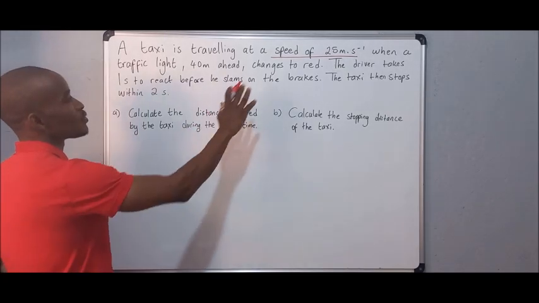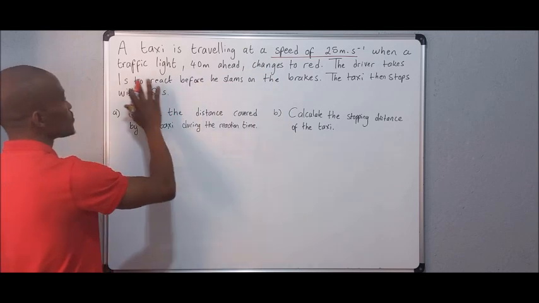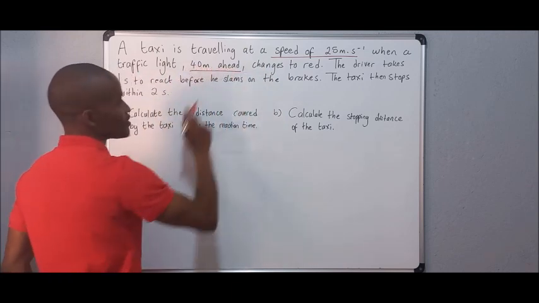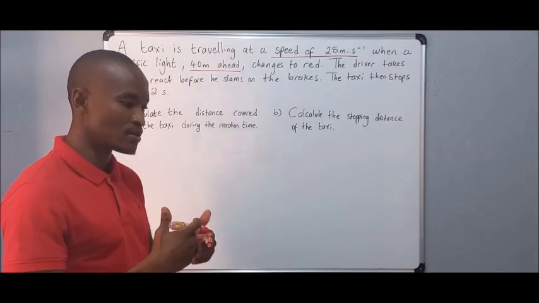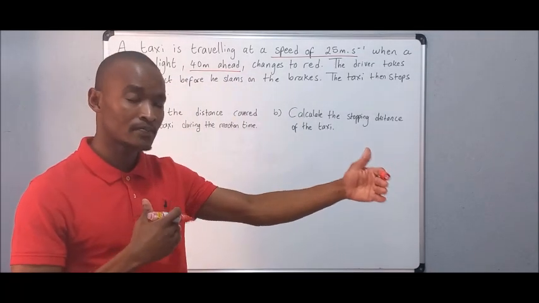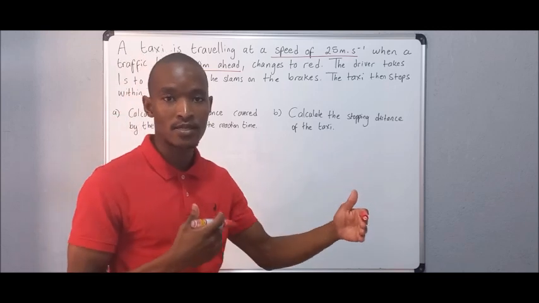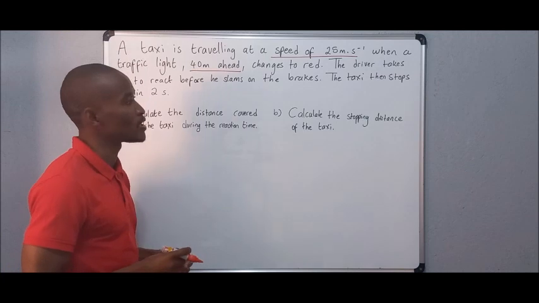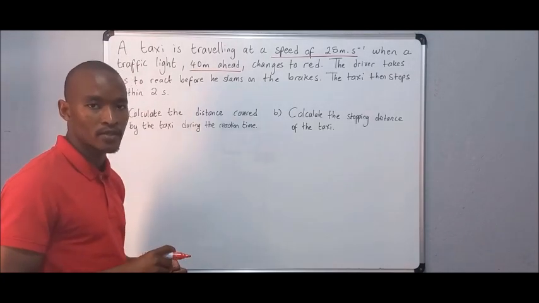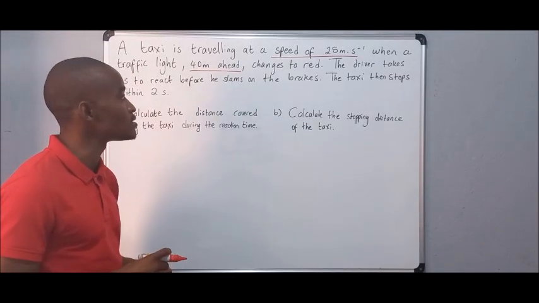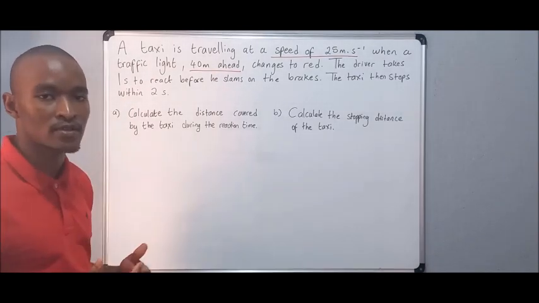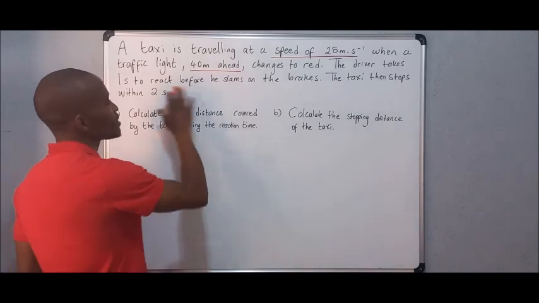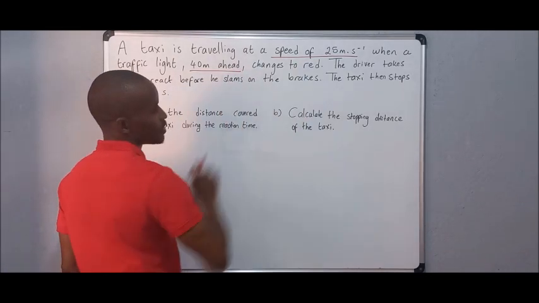So, a speed of 25 meters per second when a traffic light is 40 meters ahead. The text is here, the traffic light is 40 meters ahead. If you cannot visualize the scenario, you can sketch it on your paper or in your answer booklet when you attempt a question, which is advised because it does simplify your understanding of the question. So this traffic light is 40 meters ahead, and it changes to red.